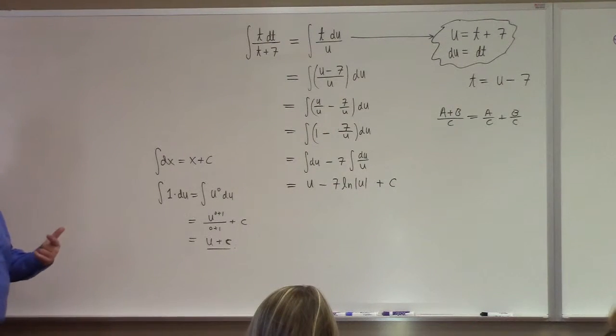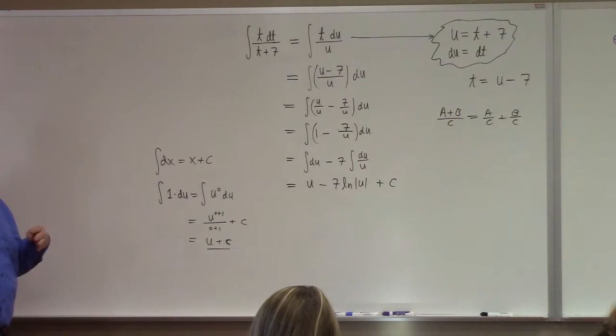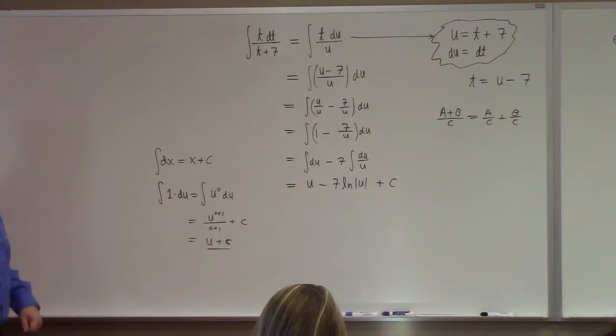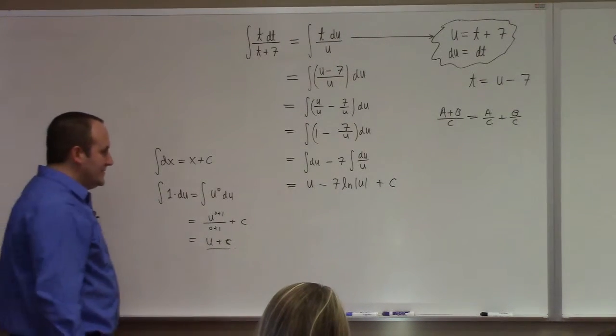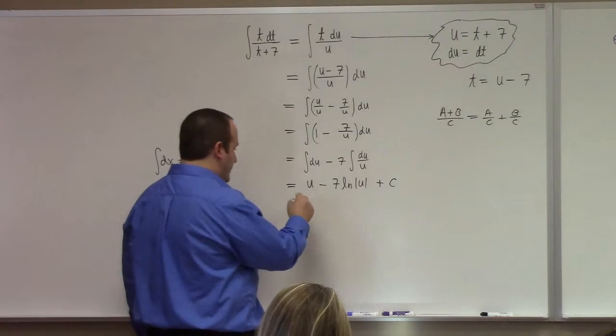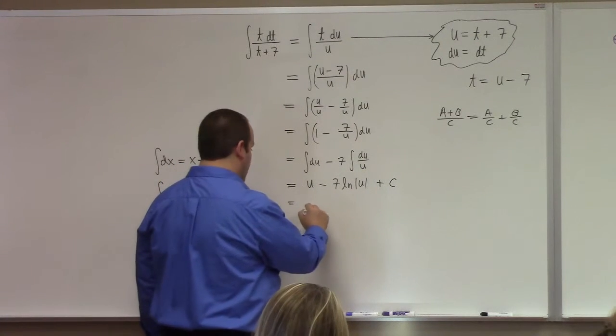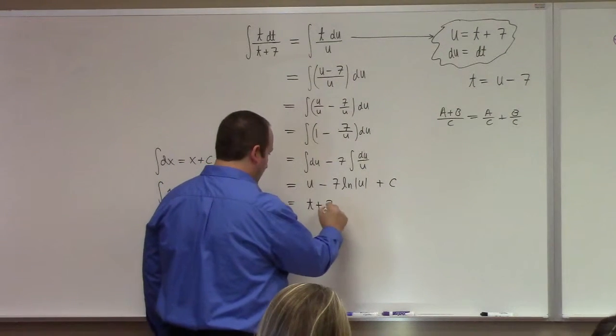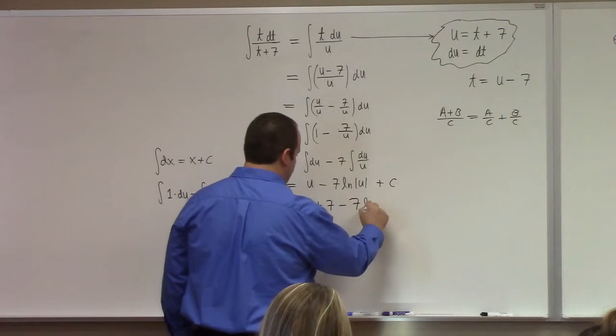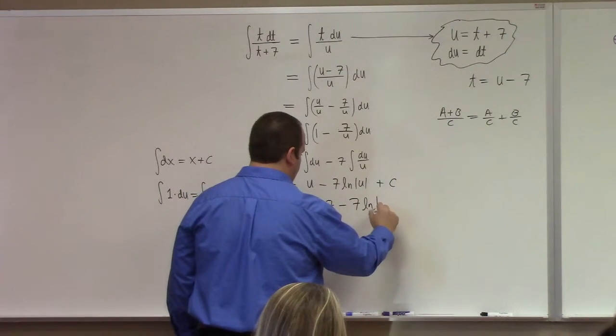Anyway, it's good we had this discussion because this is something, if I forget to mention and emphasize, there's a significant portion of people who will be like, I don't know what that is on the test, and that won't happen this time though. Okay. Oh, and then we undo the u, right? So this is t plus 7 minus 7 times the natural log of the absolute value of t plus 7.